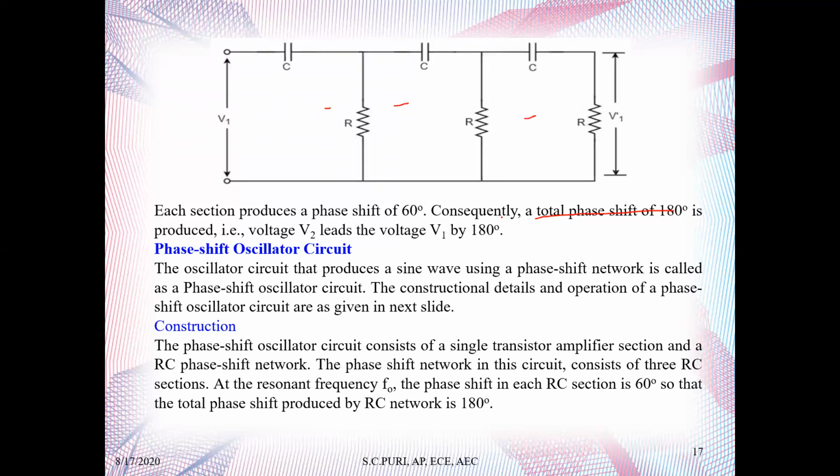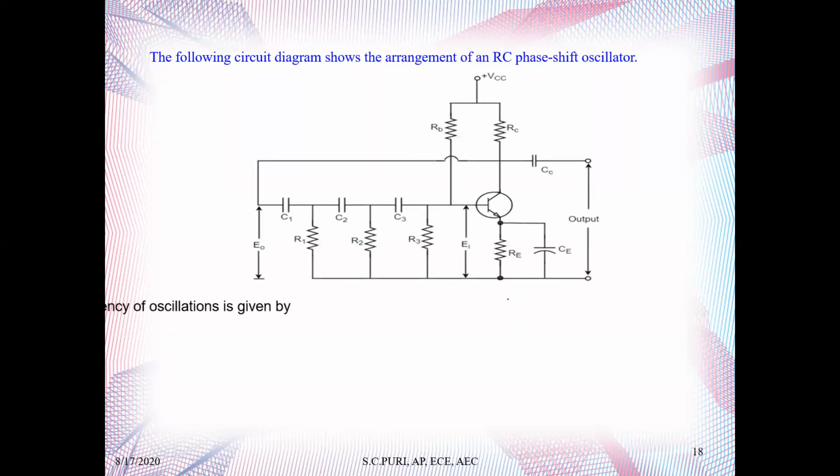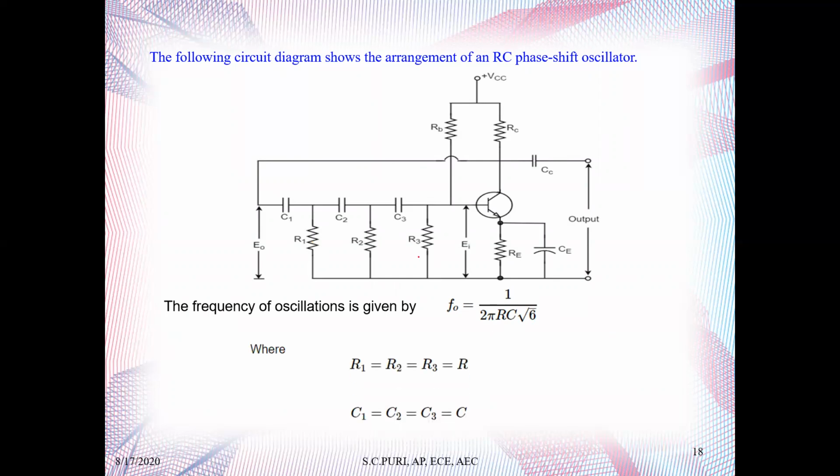The phase shift oscillator circuit consists of a single transistor amplifier section and an RC phase shift network. The phase shift network in this circuit consists of 3 RC sections. At the resonance frequency F0, the phase shift in each RC section is 60 degree, so that the total phase shift produced by the RC network will be 180 degree. The following circuit diagram shows the arrangement of an RC phase shift oscillator. You can see here, this is the RC phase shift oscillator. Now here, the frequency of oscillations in this oscillator is given by F naught is equal to 1 by 2 pi RC root 6, where R1 is equal to R2 is equal to R3 is equal to R, and C1 is equal to C2 is equal to C3 is equal to C.